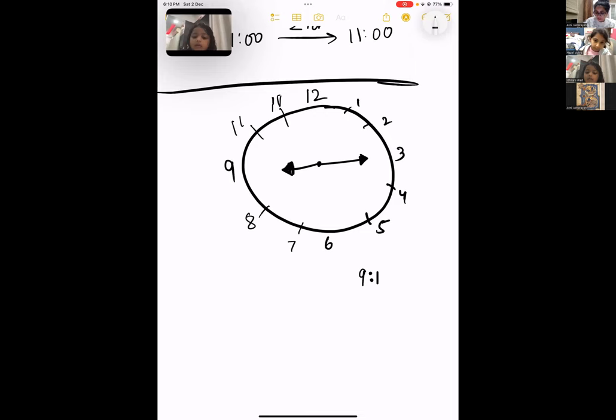But you know, the question says that the clock is running half an hour late. So whatever time you see right now on this clock is not the actual time. So what will be the actual time? The clock is half an hour late. Agar wo abhi 9:15 bata raha hai, so what is the actual time? Think and tell me.